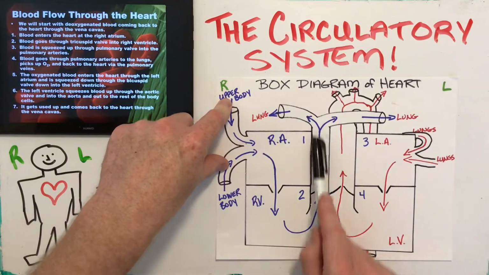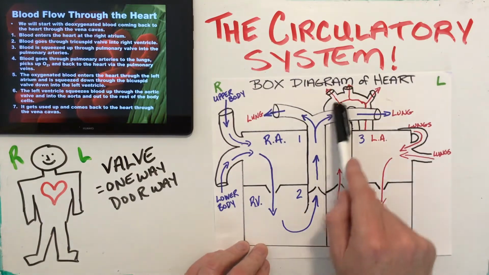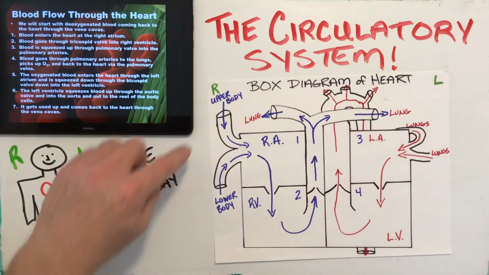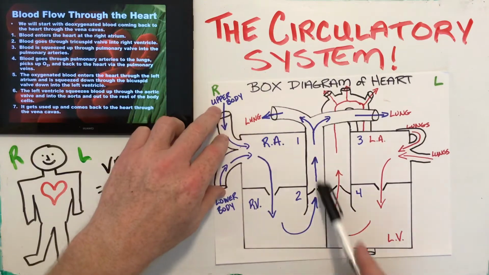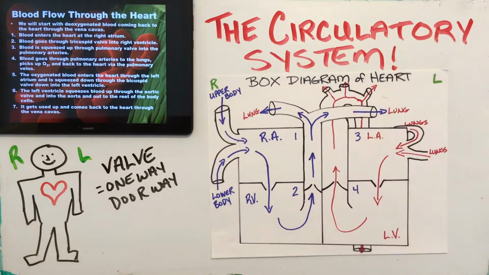In, down, up, out, get oxygen. In, down, up, out to the body. Gets used up. In, down, up, out, oxygen. In, down, up, out, body. So it just keeps repeating like that. All right?